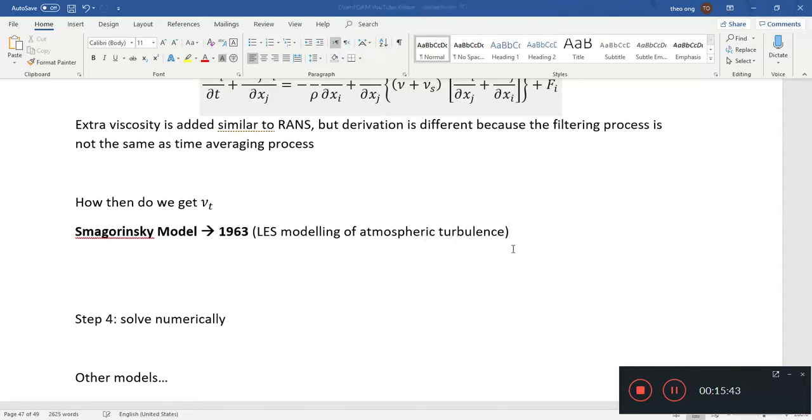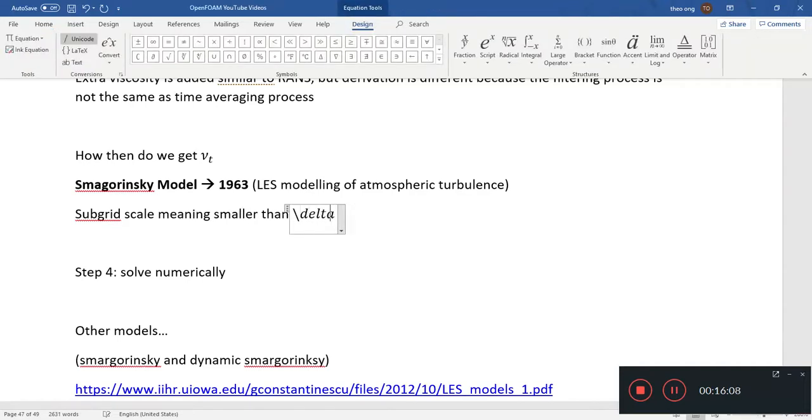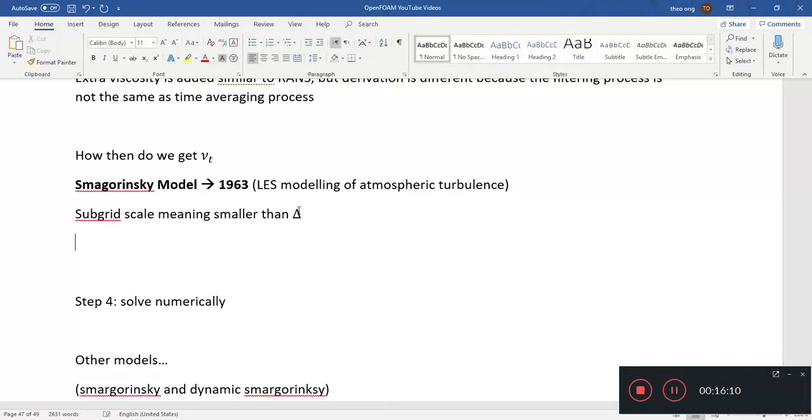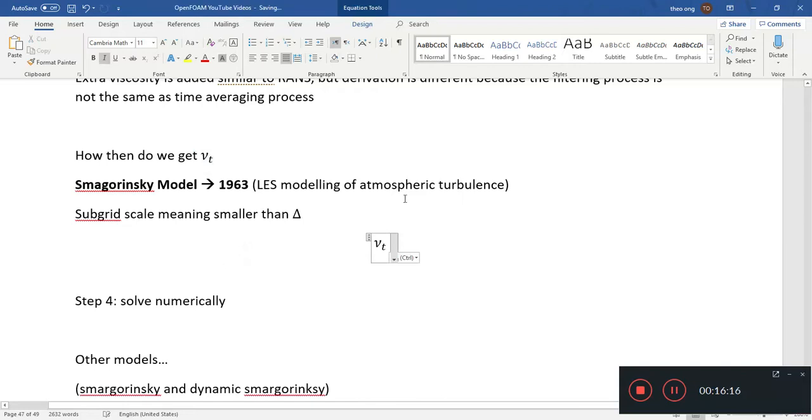Okay, so this is a very simple model which says this. The Smagorinsky model is one of the classes of turbulent viscosity models for subgrid scale turbulence, subgrid scale meaning smaller than your delta. So we have a subgrid scale turbulent viscosity model. For Smagorinsky, he gives this term.